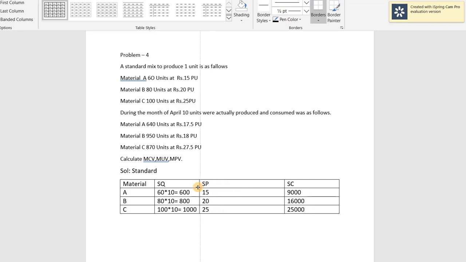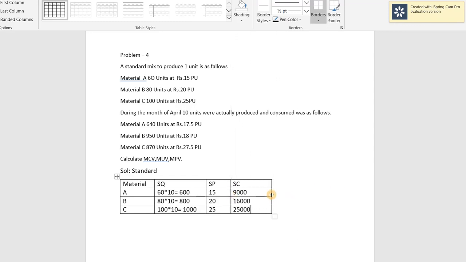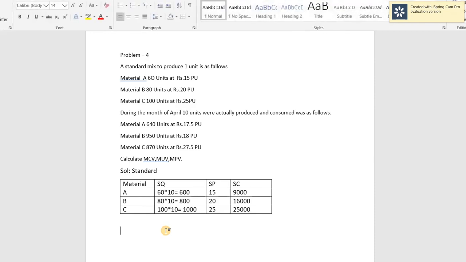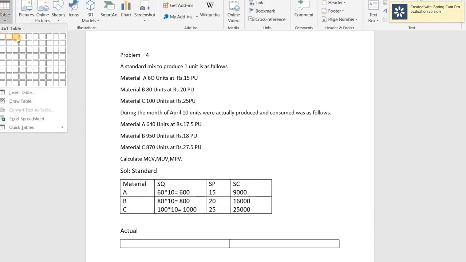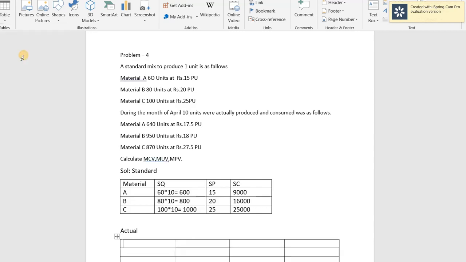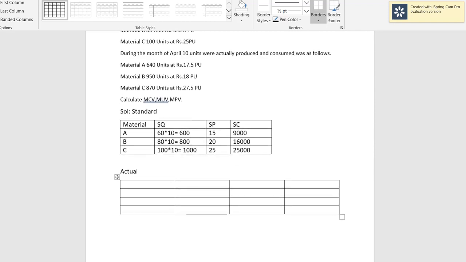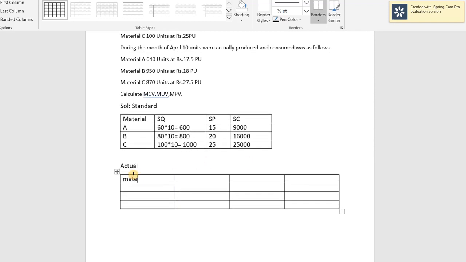So you can write it as material, standard quantity, standard price, and finally standard cost. In the same way, we are going to solve it for actual cost. Same way, take 4 rows and 4 columns: material, actual quantity, actual price, actual cost. Material A, B, C.